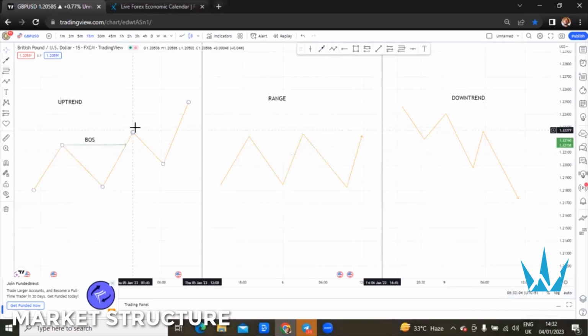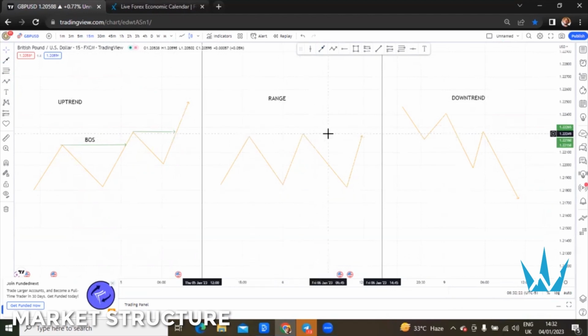That's going to be called a BOS. Why? Break of structure, when a high is broken. That's the structure. It was broken. And here another BOS when this high was taken out. Okay. As easy as that.